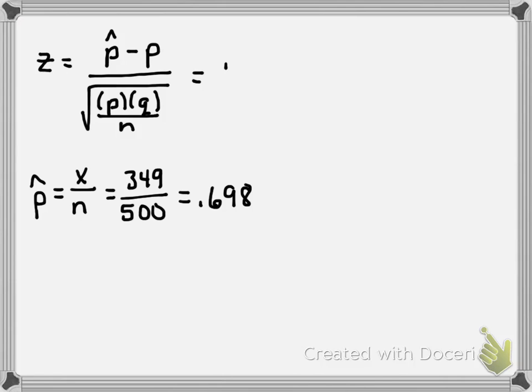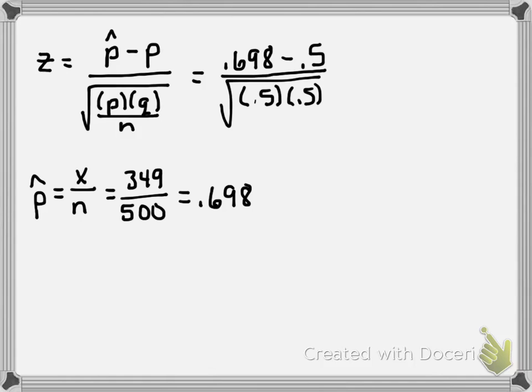So now we're ready to go back to the formula. We can substitute in 0.698 for p hat. They did not tell us what p is, so we're going to use 0.5 for p. Now in the denominator, underneath the square root, we have p again, which is 0.5. If p is 0.5, to find q, we take 1 minus p, so 1 minus 0.5 is also 0.5. And the sample size they told us was 500.